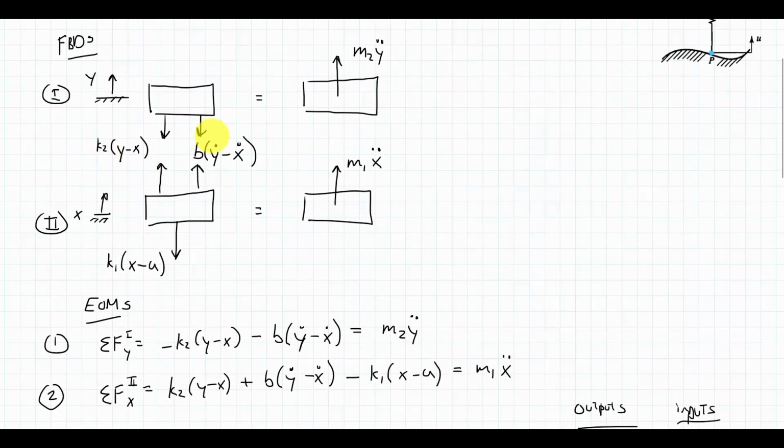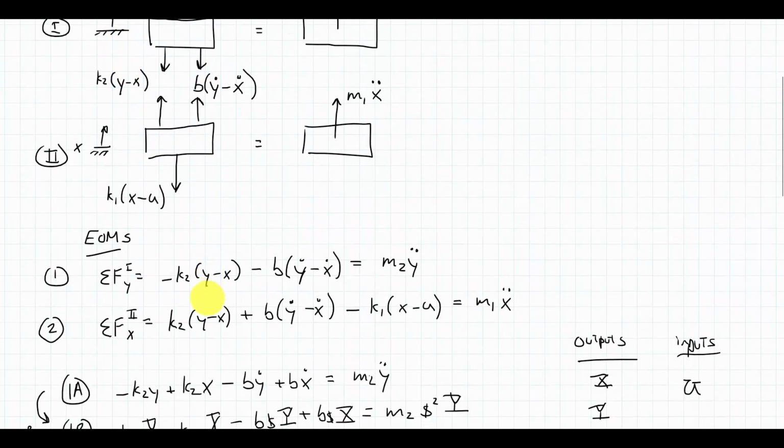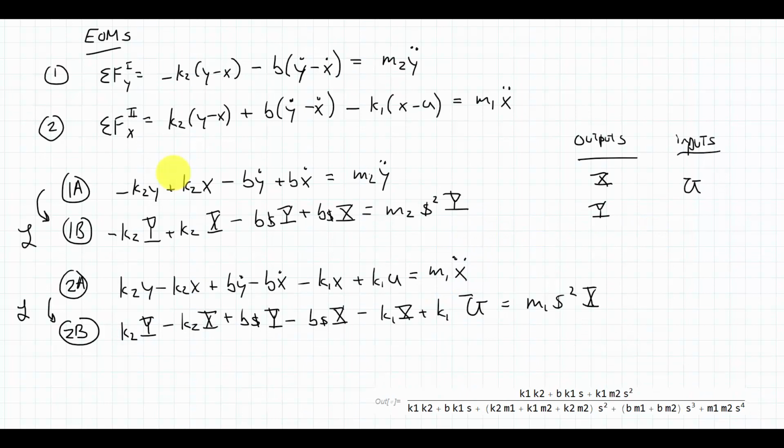We summed forces vertically in the first one and in the second one to get two equations of motion. I manipulated some algebra, did some distribution to write 1a and 2a from just expanding 1 and 2. Then I went from 1a to 1b with a Laplace transform and 2a to 2b with a Laplace transform. So 1b, 2b are the two equations of motion now in the frequency domain. Counted up from there, my outputs and my input. I have one input u that was given to us and two outputs x and y, those two displacements.